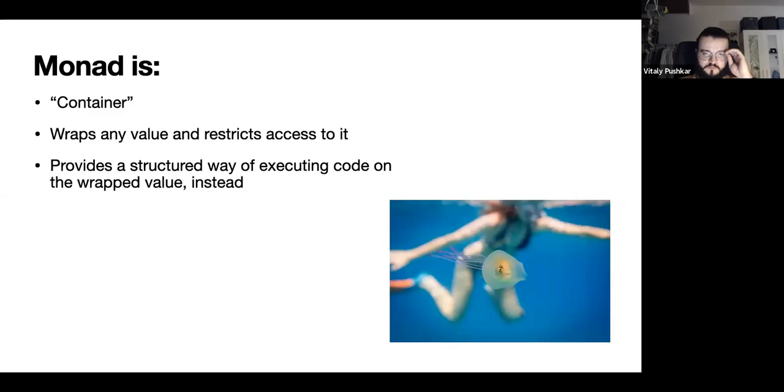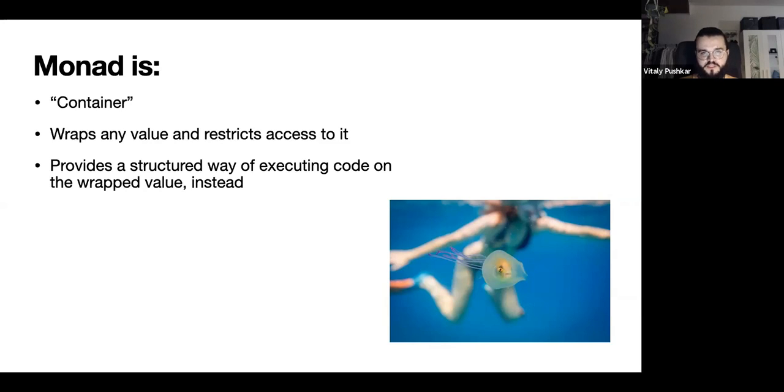It's monads as return values. Monad is simply a container that wraps a value of any type and doesn't allow direct access to that value. Instead, it provides a uniform, structured way to change the value by running functions on it.